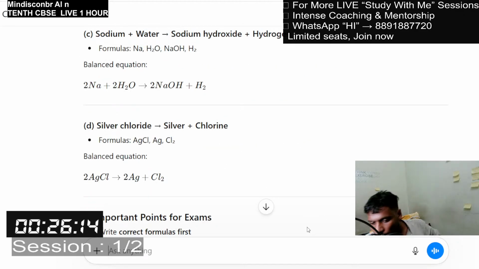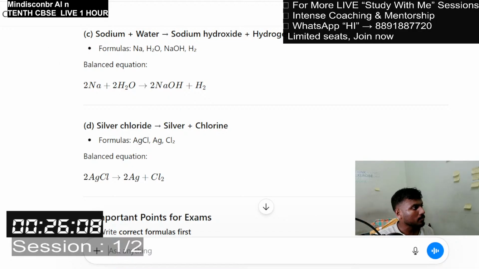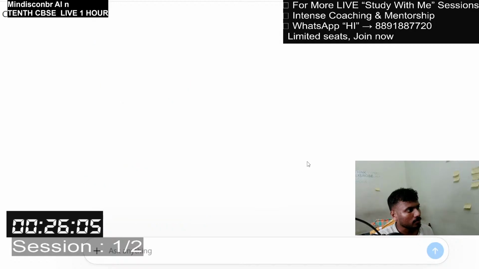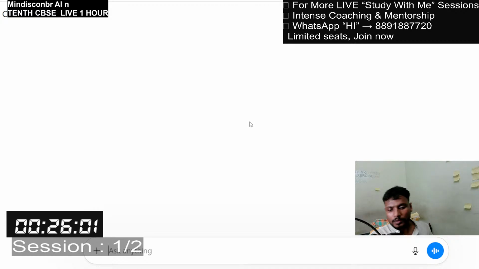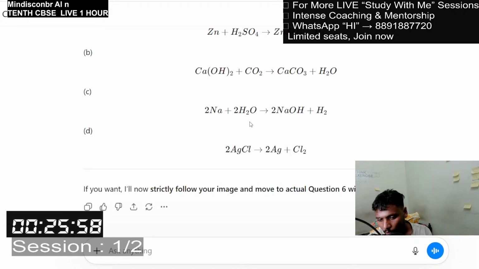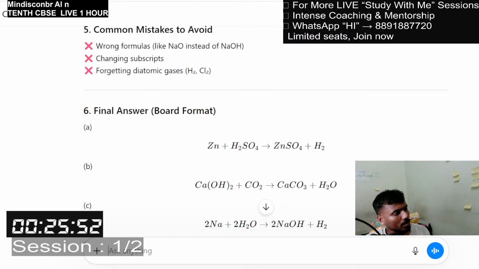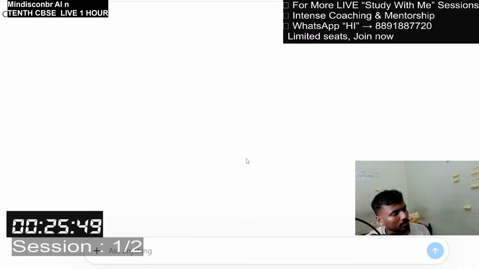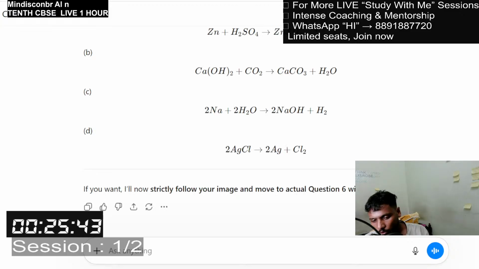This must be the answer of, I think, the 7th question. Okay, we can read the question. First one, hydrogen gas combines with nitrogen to form ammonia. Second one, hydrogen sulfide gas burns in air to give water and sulfur dioxide. And third question is, barium chloride reacts with aluminum sulfate to give aluminum chloride and a precipitate of barium sulfate.